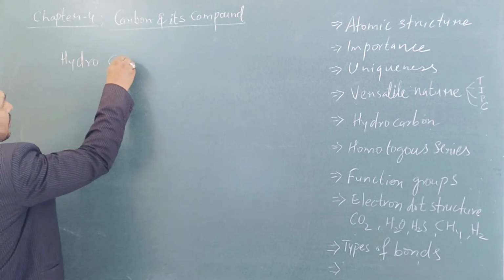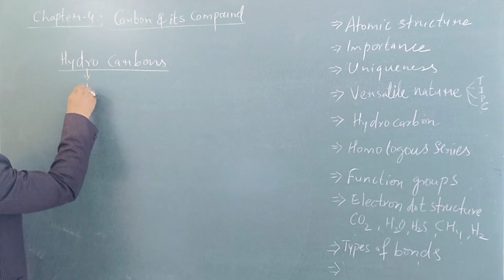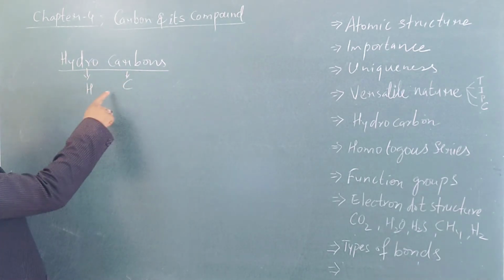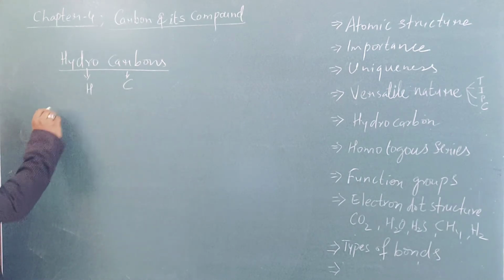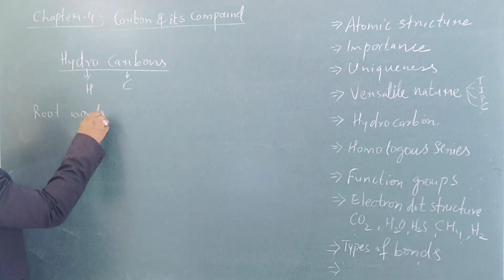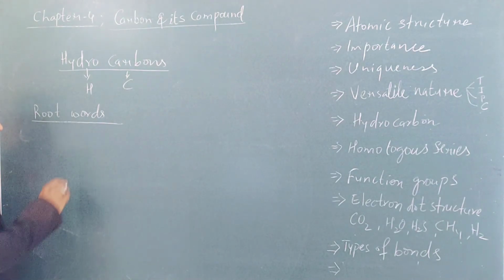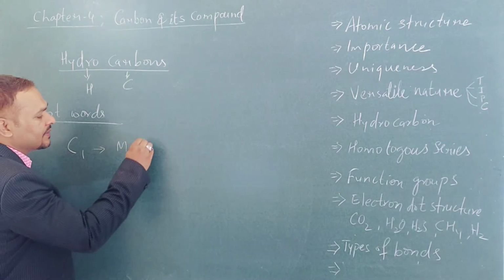Hydro and carbon. If you break the word, you will get hydro means hydrogen and carbon, right? So the compound which is formed by carbon and hydrogen is called hydrocarbon. So before we study this hydrocarbon, you should know about the root word. रूट वर्ड क्या होते हैं वो आपको पता होना चाहिए. What are root words? If suppose in any compound there is one carbon, then it is written like meth.